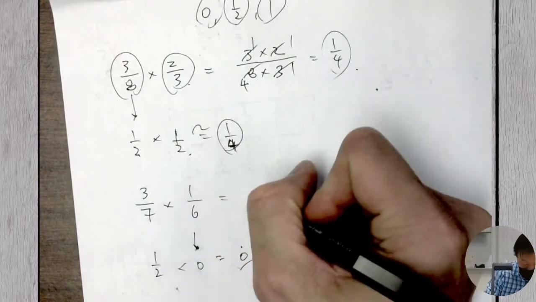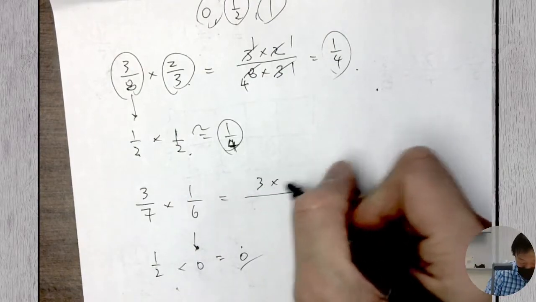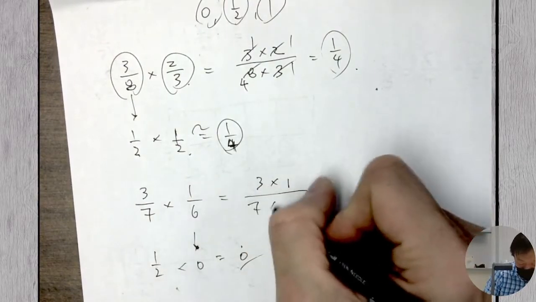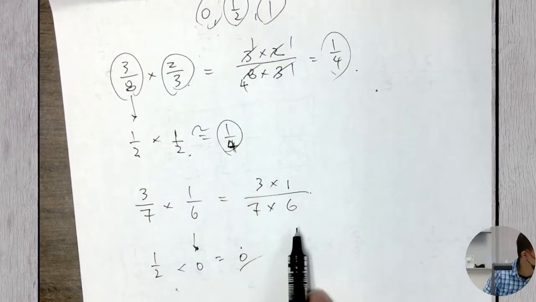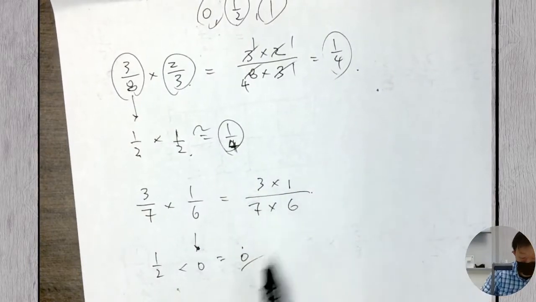If I were to multiply this out, how do I do it? 3 times 1, 7 times 6. Please don't omit this middle step. Don't do it in your head.